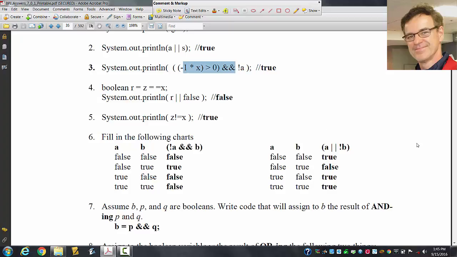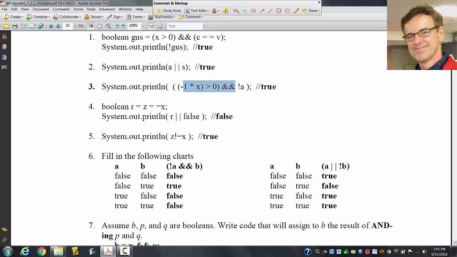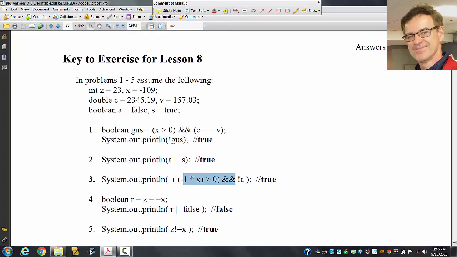R equals Z equals X. Pretty weird looking problem with both the assignment operator and the equal sign there. Well, we start on the right side and then we assign. So let's see, is Z equal to X? I doubt it. No, 23 is not equal to minus 109. So that's a false, which makes R false. So now we have false or false. When both sides of a or are false, it's false.